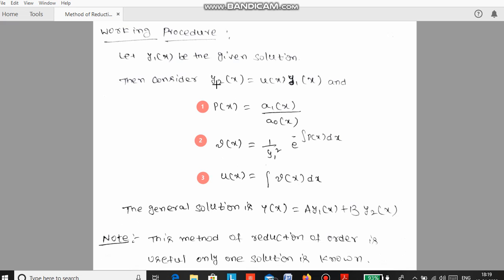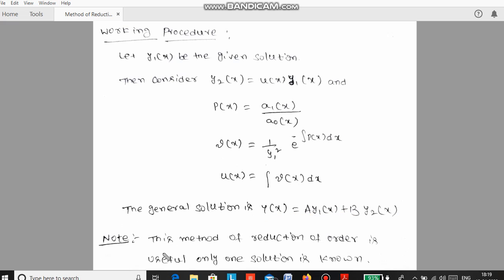So the formula for y2 of x is equal to u of x into y1 of x, and before this we have to find the three values p of x, v of x and u of x. The p of x formula is a1 of x by a naught of x, the v of x formula is 1 by y1 square into e power minus integral p of x dx, and u of x is equal to integral v of x dx. Finally we have to write the general solution: y of x is equal to a y1 of x plus b y2 of x.